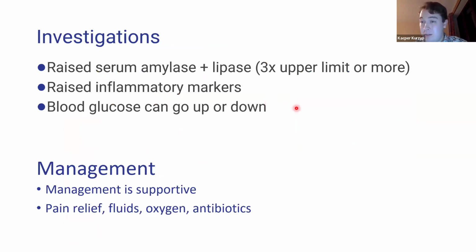Investigations are important in pancreatitis. Now, the serum amylase and lipase will be raised in pancreatitis, and to be diagnostic, they need to be 3 times above the upper limit or more. So if they are just bobbing slightly above, it's not going to cut it. It's not a diagnosis of pancreatitis. There will be raised inflammatory markers. Blood glucose can go out of whack because in the pancreas you also have your pancreatic islets which control that.